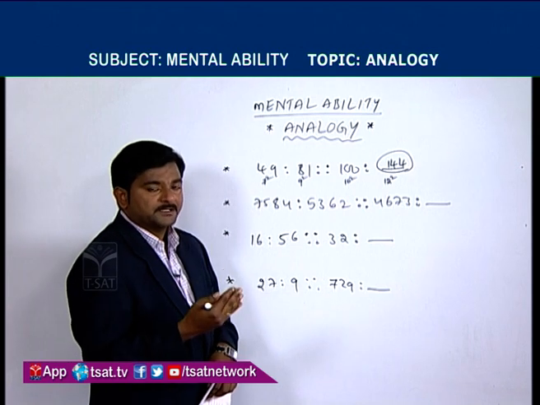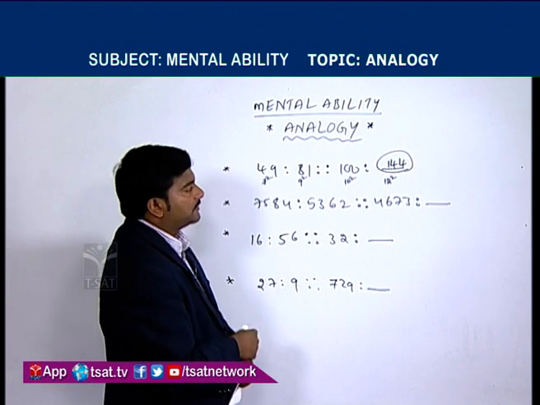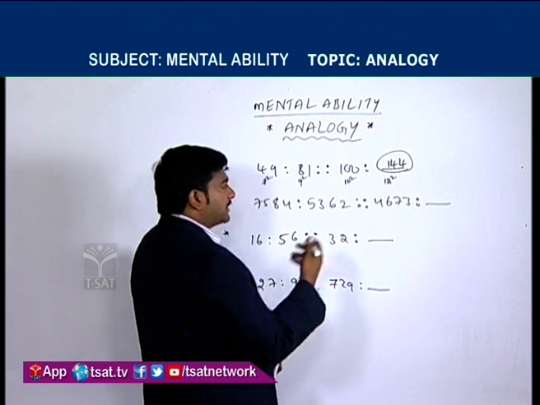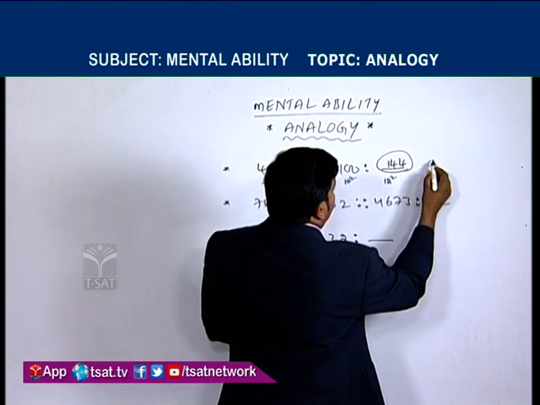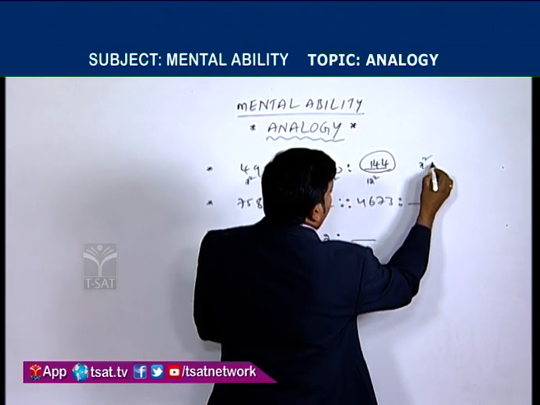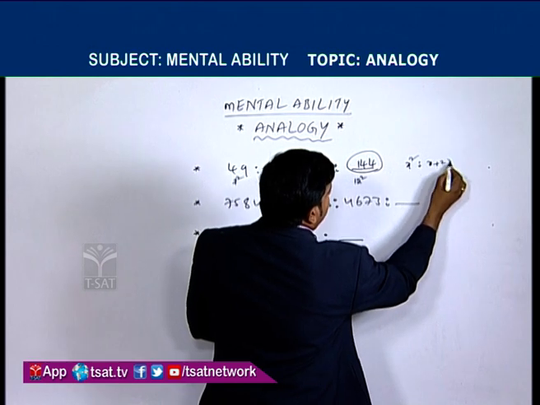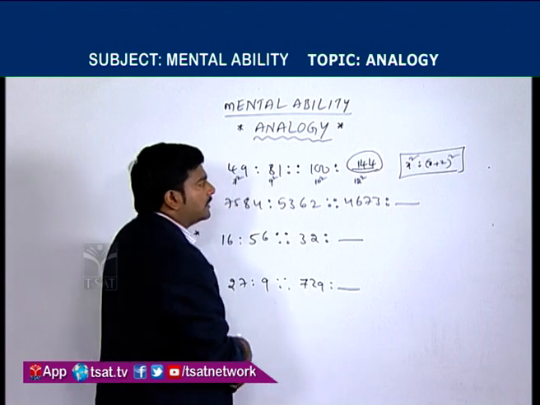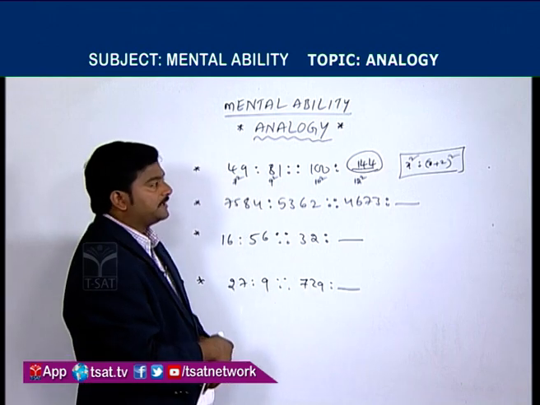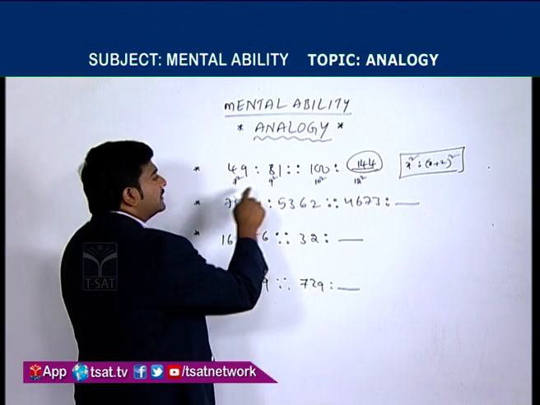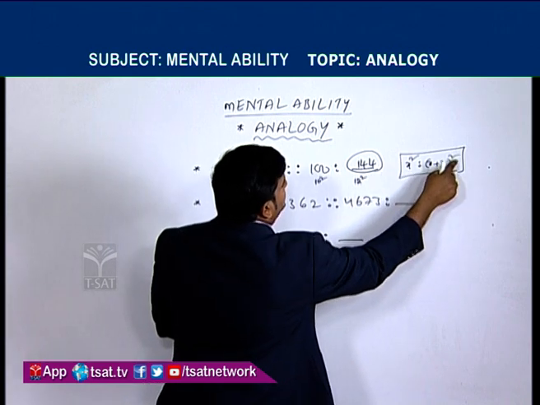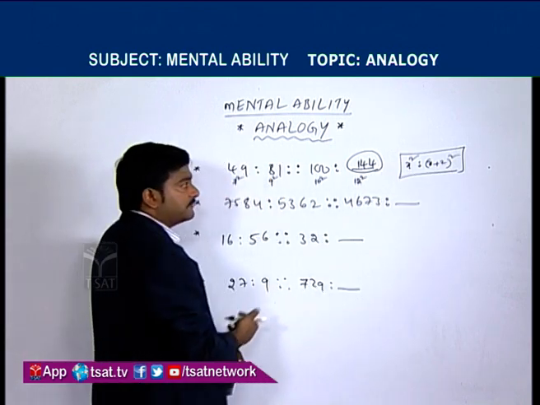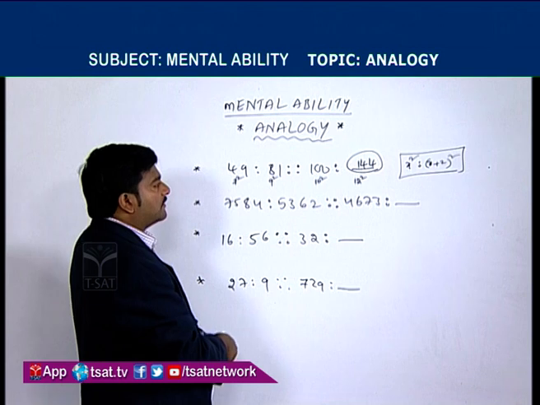So now 10 square means 100, similarly 12 square means 144. The logic involved in this is simply x square is to (x plus 2) whole square. I hope you understood the logic involved in this question. X square is to (x plus 2) whole square. 7 square is to (7 plus 2) whole square, that is 9 square. That was the model of that kind.